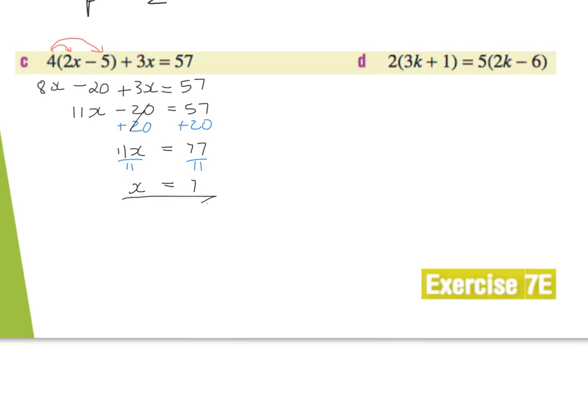Check your answer. You can use your calculator to do these if it's a little bit quicker for you. But I'm going to say 2 times 7 is 14. 14 take 5 is 9. 9 times 4 is 36. 36 plus 3 times 7 is 21. 36 plus 21 equals 57. Bada bing, bada bang.